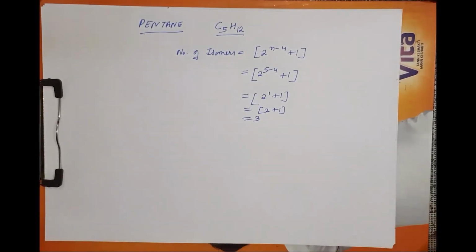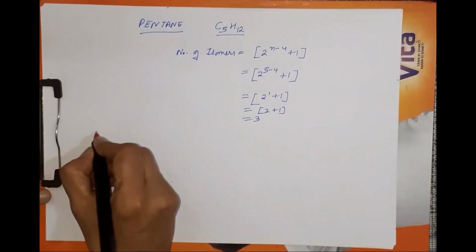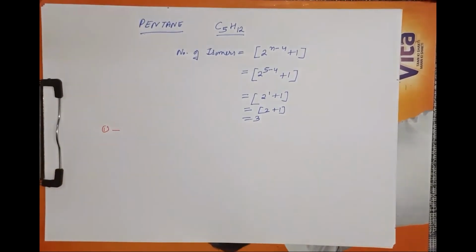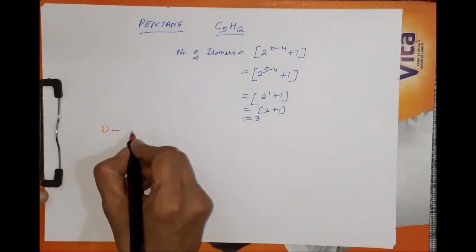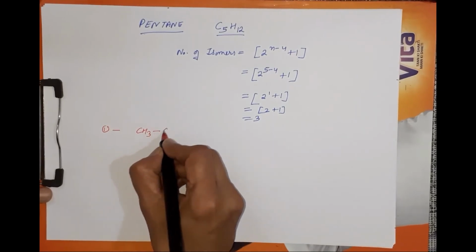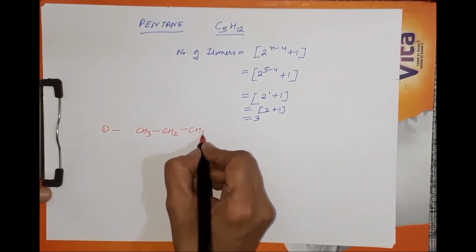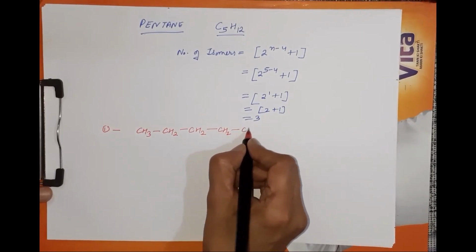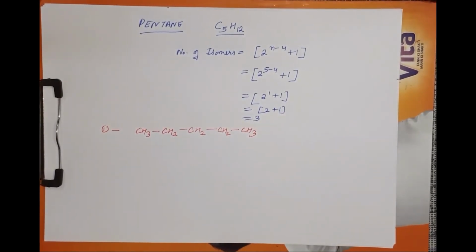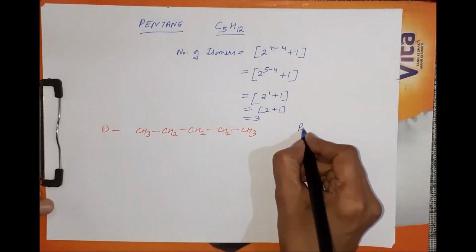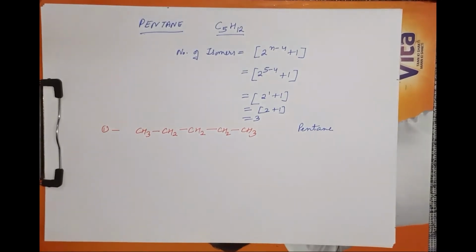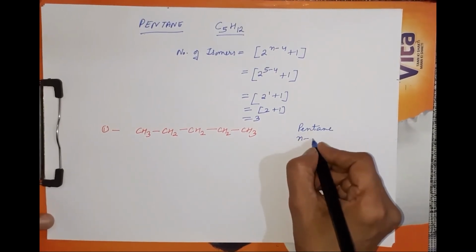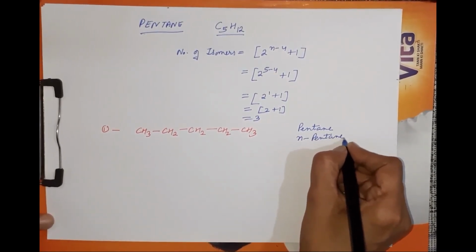Now let us write what the possibilities are in the case of pentane. First, in the same way, in a straight chain, we can write a 5 carbon atom chain. This is the simplest possibility in the case of pentane, and this is pentane. The common name for this will be n-pentane, because it is a normal straight chain.